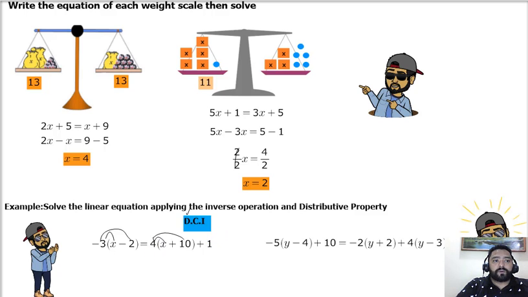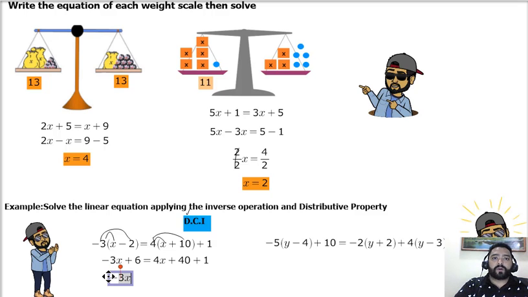So we are going to multiply. Negative 3 times x is going to be negative 3x. Negative 3 times negative 2 is positive 6, equal 4 times x is 4x plus 4 times 10, it's going to be positive 40, and plus 1, we only copy the 1, or it's the constant. Then we are going to combine variables with variables and constants with constants.